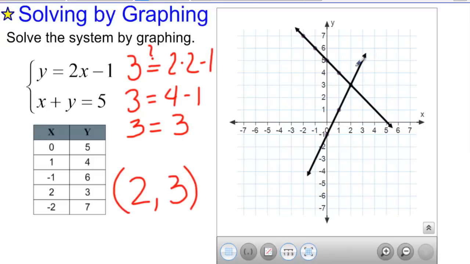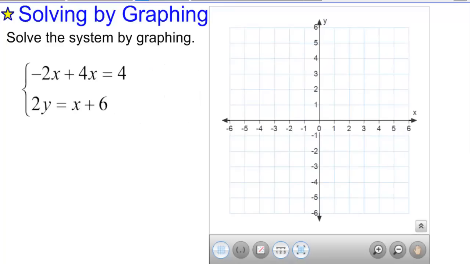And you can see that those two lines intersect at exactly one point, point (2, 3). Here's another system of equations that I can solve by graphing. So I am going to now graph both of these lines, and neither one of these lines is in slope-intercept form, so I'm just going to make two tables.